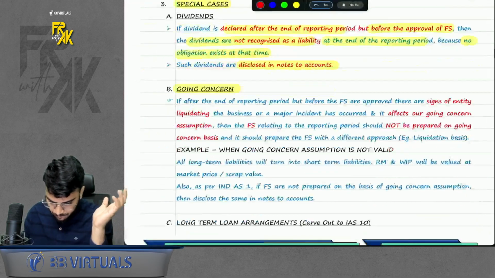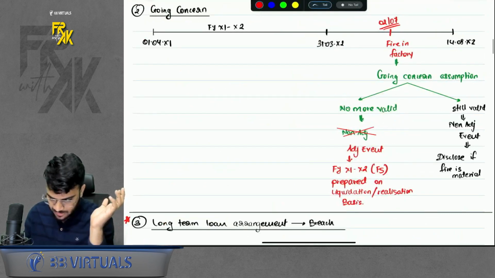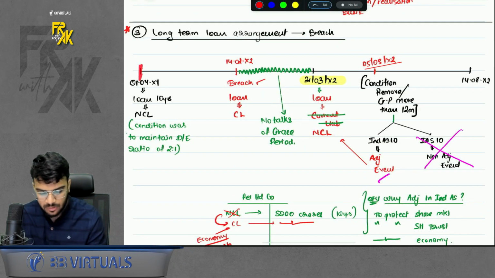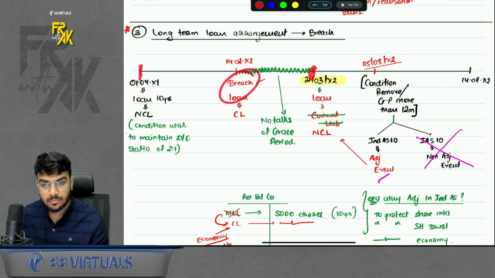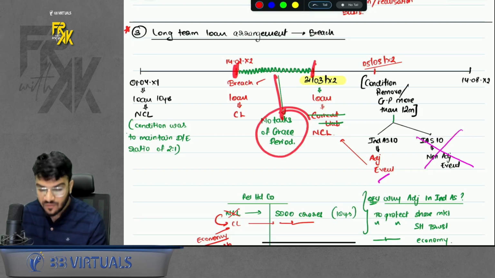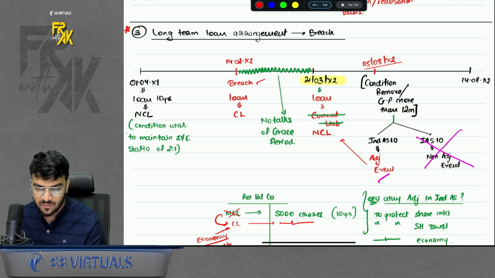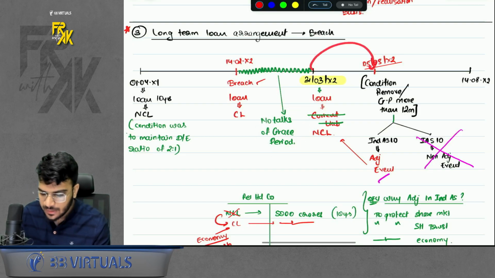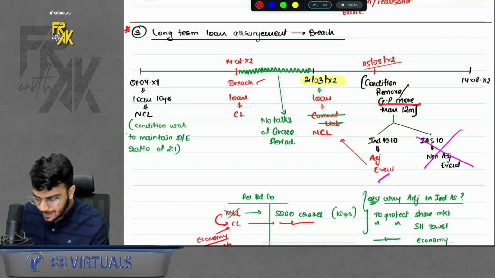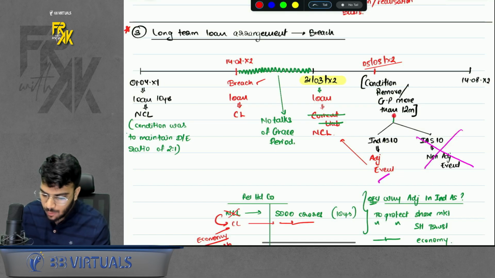Okay, sir. Then the third case, interesting case. What is that? Suppose you breach a long-term loan arrangement. Let's say you took a loan on the first day. Before year end, you do a breach, and from the date of breach till year end, there are no talks of grace period or no talks of removing the condition of breach. After year end, suddenly the condition of breach got removed, or you got a grace period of more than 12 months. So how to treat this event?